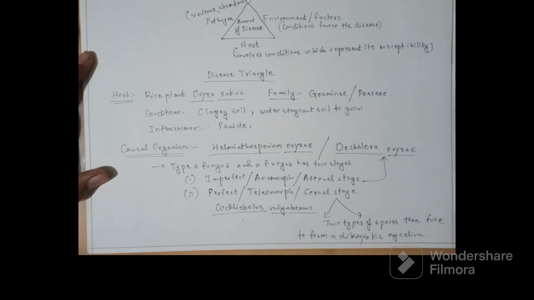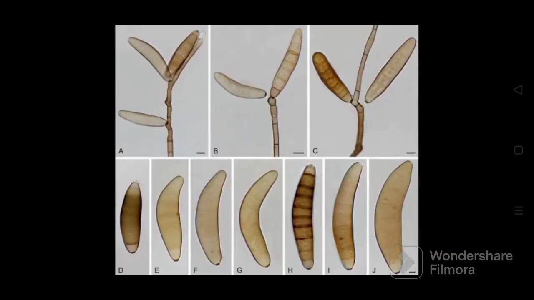Now let's look at the causal organism. I'll help you know about the organism in detail with a pictorial demonstration. Let's have a look at the causal organism Dreschlera oryzae. As I said, this is a fungus, and it is septate, meaning it has divisions. As you can see in the picture, they are segmented.